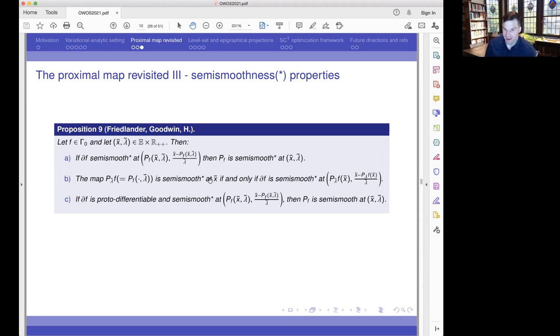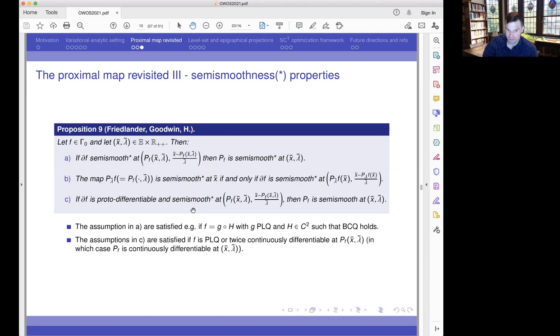But what's behind this if and only if is really that, I should have maybe said that earlier, a set-valued map is semi-smooth star if and only if its inverse is semi-smooth star. And that's really behind this, because you can, of course, write the prox operator as a resolvent. There you have your inverse, and then you invert it again, and then you have your subdifferential if you bring the identity to the other side, right? So that's the only if part. And then you get your semi-smoothness star here, combined with proto-differentiability, then you have semi-smoothness.